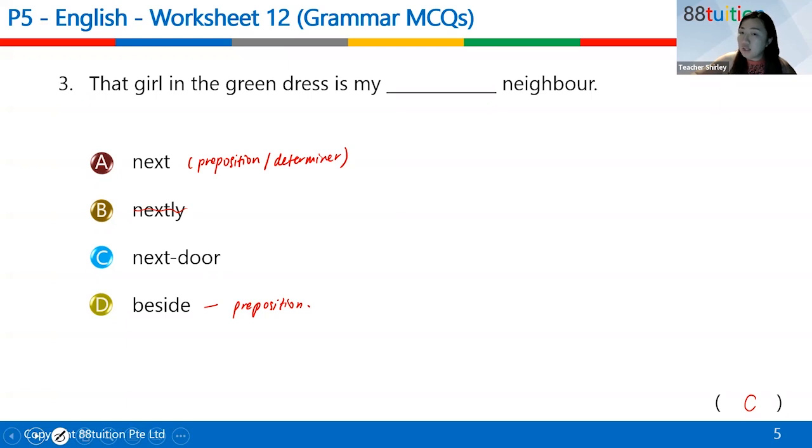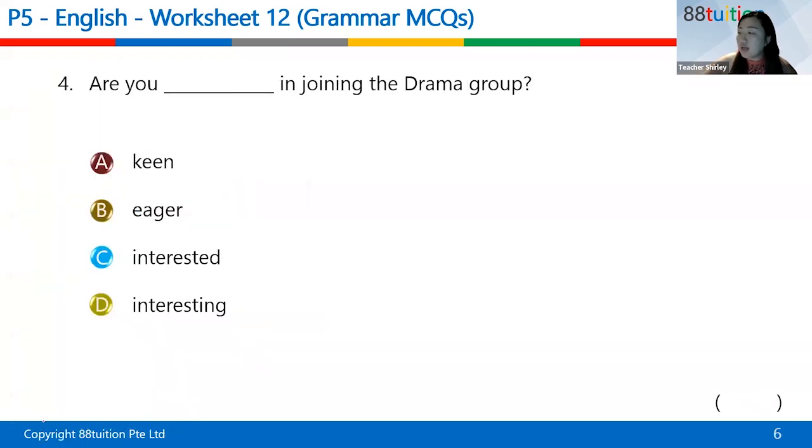Okay, now let's move on to the next question. Are you what in joining the drama group? Yinshen, let's go back to Yinshen. We'll go in the circle. Are you interested? Why not keen? We usually don't say keen in. We say, are you keen on? Okay, so that's the reason why it's not keen.